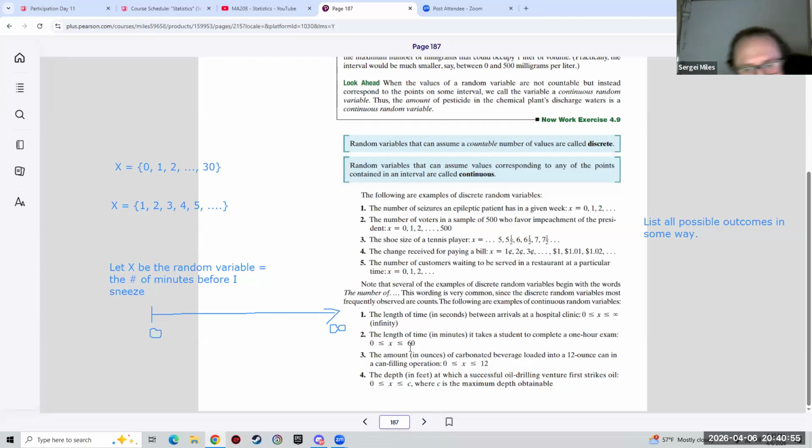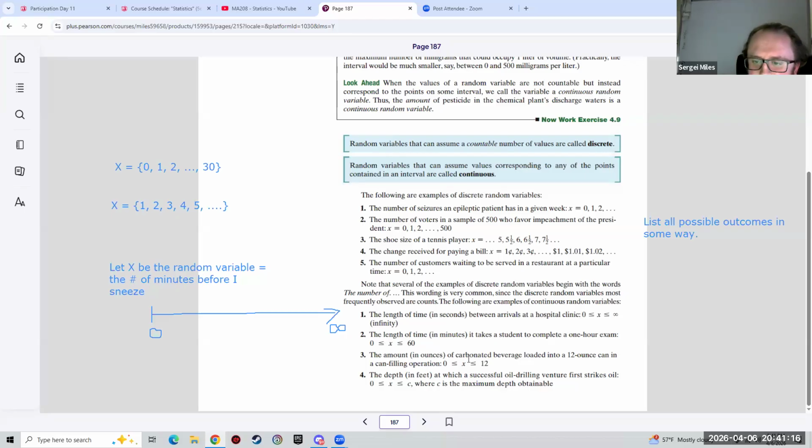So even though it doesn't go off to infinity as a possible outcome, I still have an uncountable, or in other words, this continuous number line of possible results between 0 and 60. All right. So this is a continuous random variable.